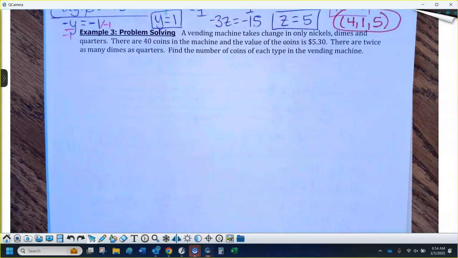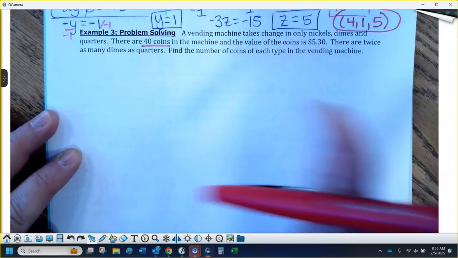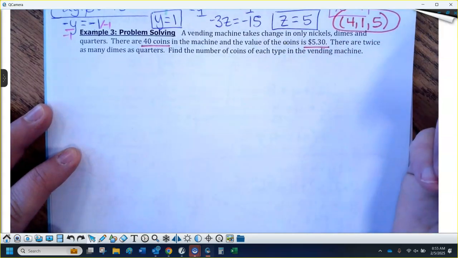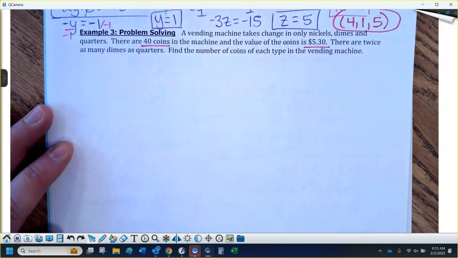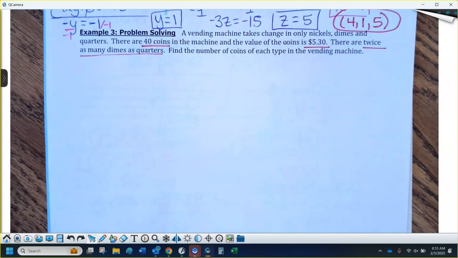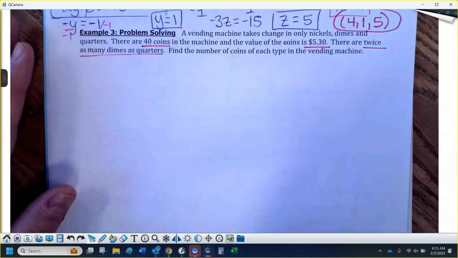Now, this is going to have 3 different types of coins because we have 3 variables today. It says a vending machine takes nickels, dimes, and quarters. 40 coins, we're going to get an equation out of that. Value of the coins, $5.30. And then the third equation, twice as many dimes as quarters. Okay, now, number of coins. Nothing to do with dimes or 10 cents, quarters or 25, nothing like that. Just I have 40 coins.